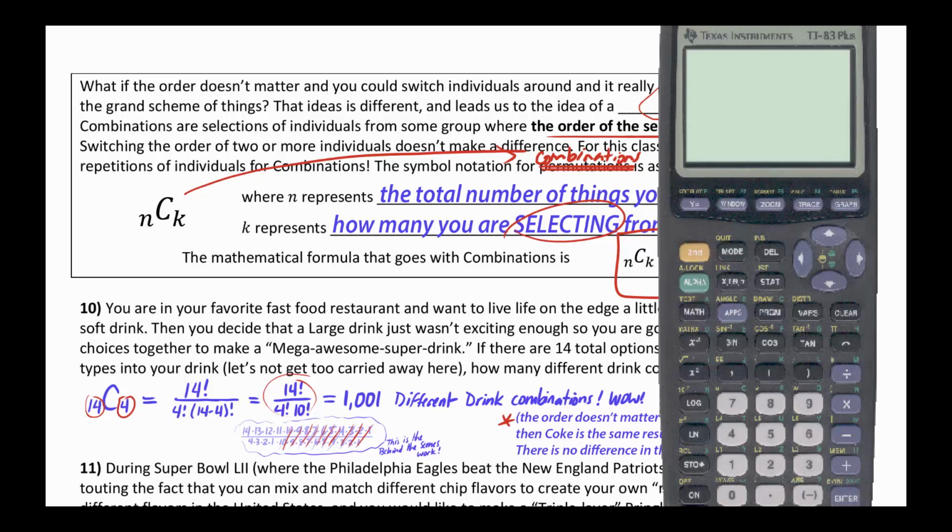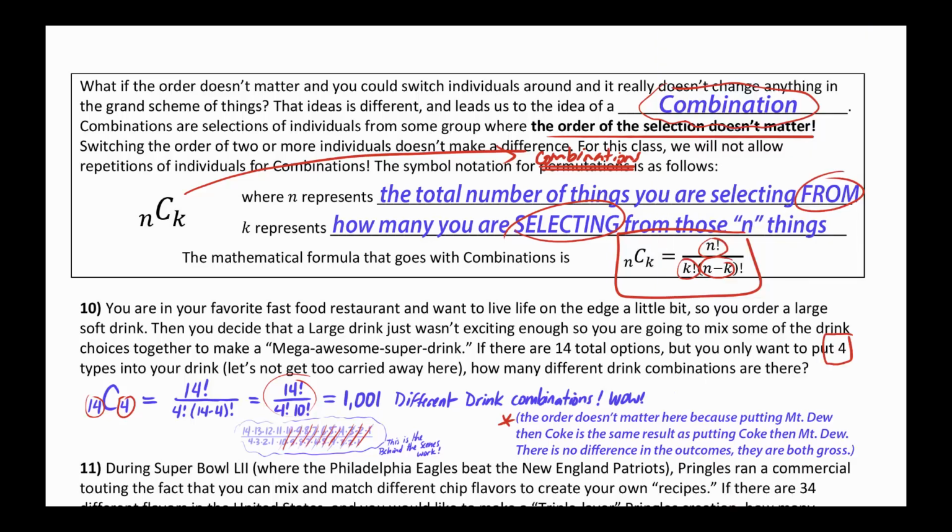So putting that in your calculator, 14 factorial divided by, and you need to be careful to group 4 and 10 together, 4 factorial times 10 factorial. Close your parentheses, go ahead and enter. 1001. There are 1001 different drink combinations that you could have at that restaurant. Sounds like a pretty good deal to me.